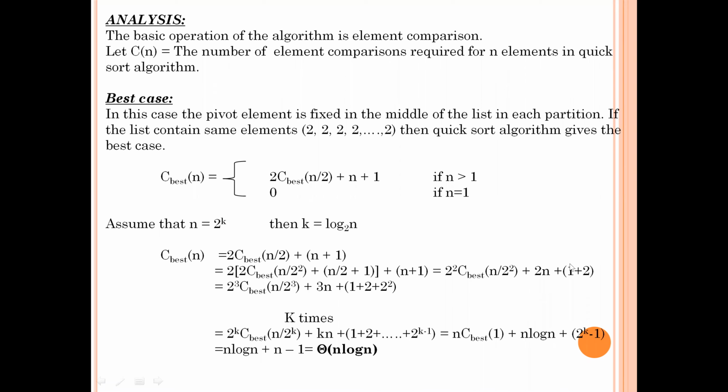So you have to generalize like this. Again, if you substitute for the third time, n is equal to n by 2, then you will get 2 cube C n by 2 cube plus 3n plus 1 plus 2 plus 2 square. If you continue the process like this, for k times you will get 2 power k C of n by 2 power k plus kn, and here you will get 1 plus 2 plus 2 square and so on. For 3 it is 2 square, so for k it will become 2 power k minus 1.